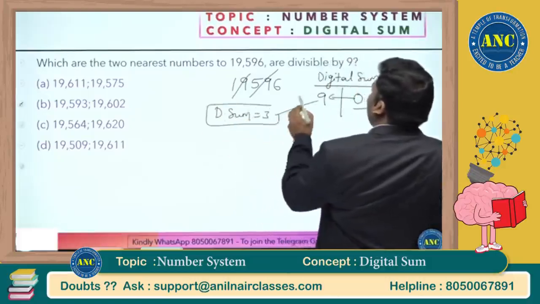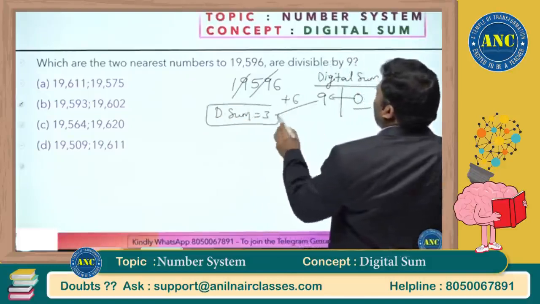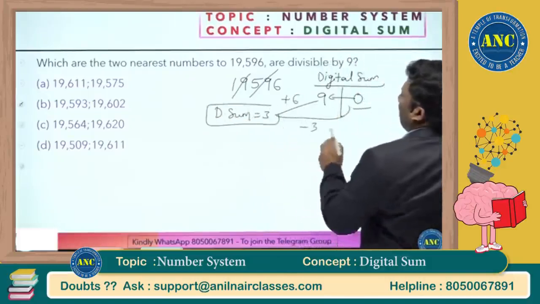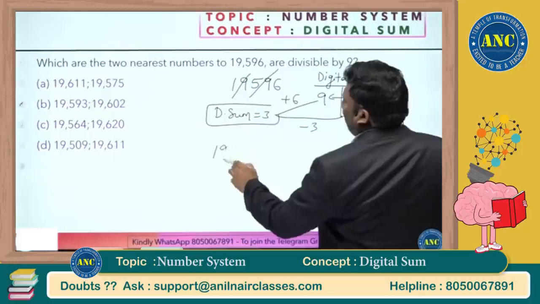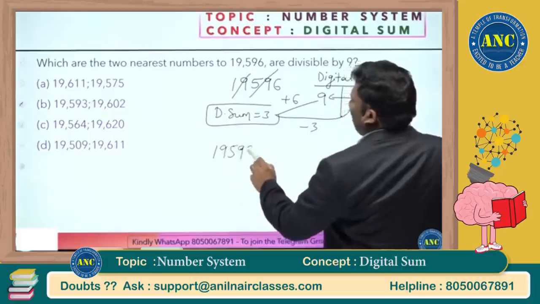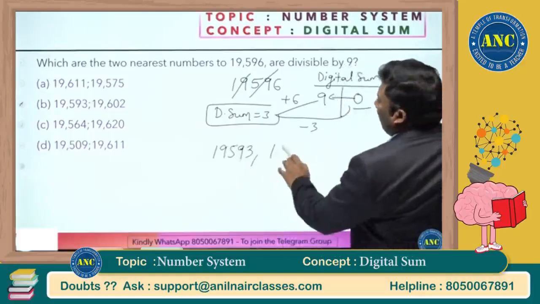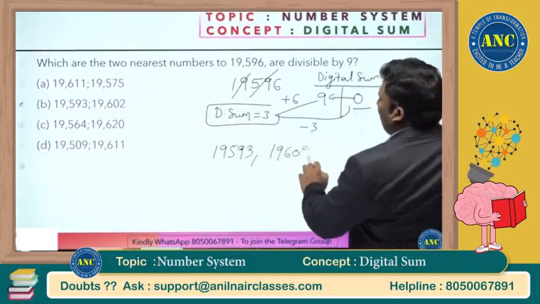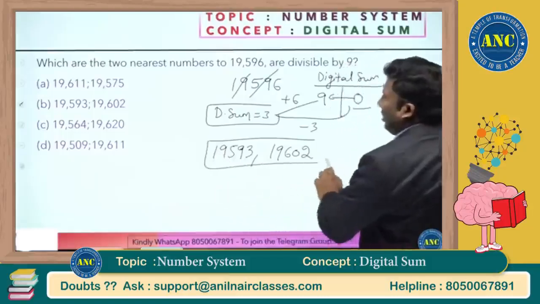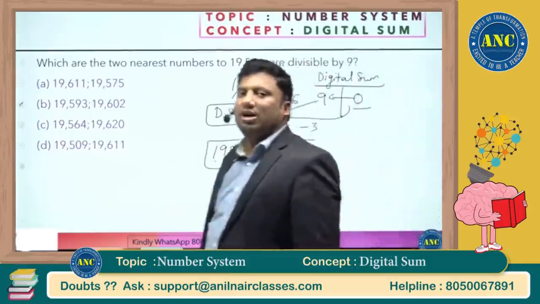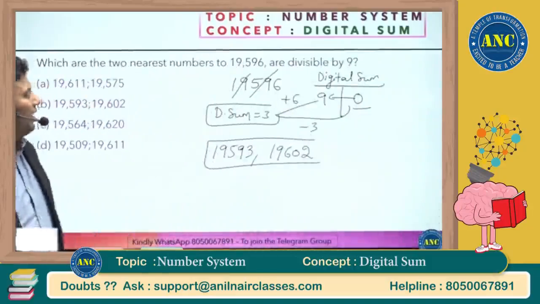For it to become 9, I need to add 6. For it to become 0, I need to subtract 3. 19596 minus 3 is 19593. 19596 plus 6 is 19602. Extremely easy question. I hope the idea is clear.